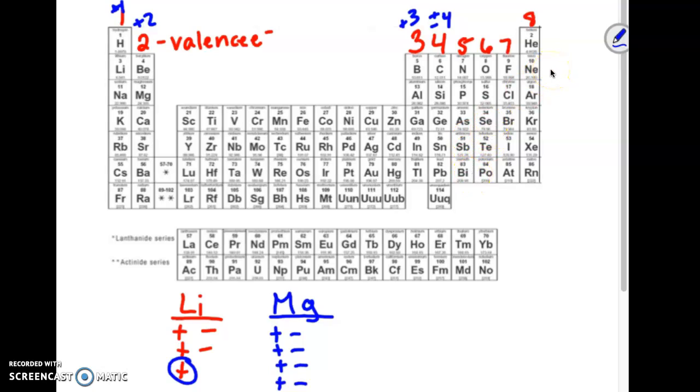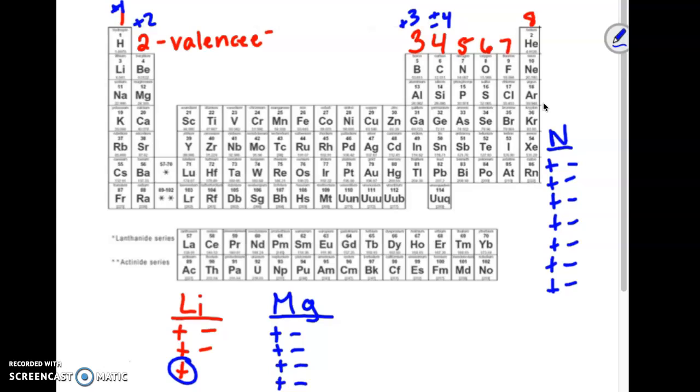Now this next group with nitrogen, 5 is closer to 8. So instead of losing any electrons, they're going to actually take electrons. So for example, I'll do an example here with nitrogen. Nitrogen has 7 protons and 7 electrons. Okay?